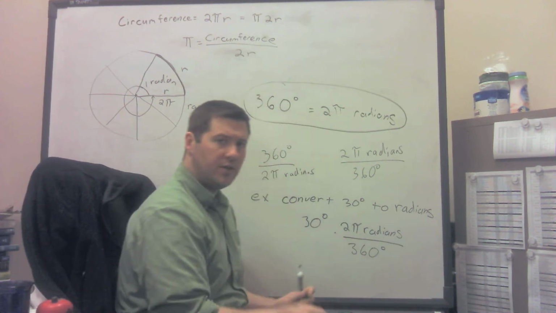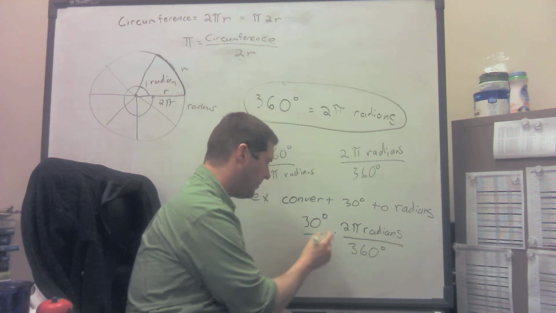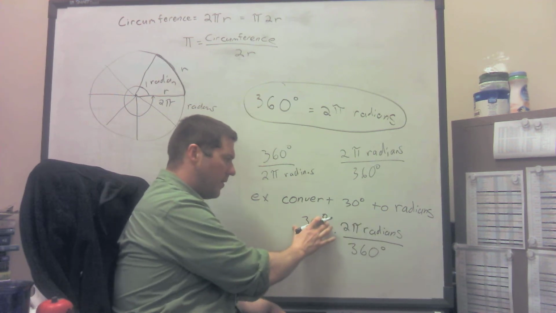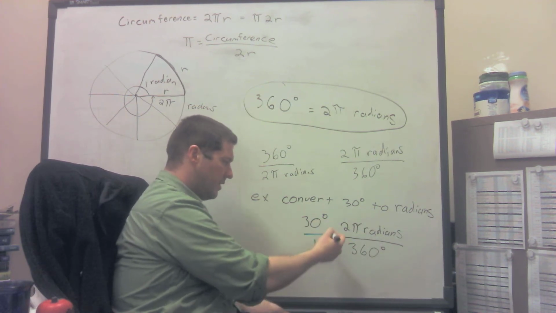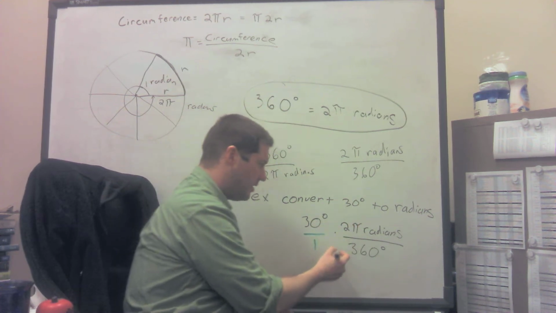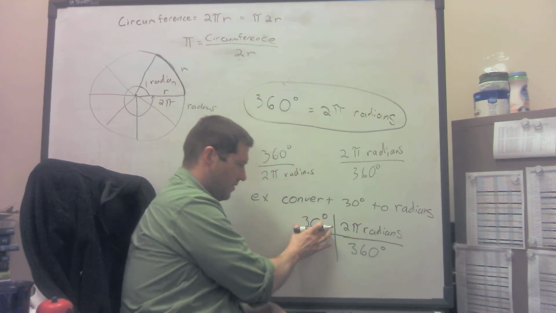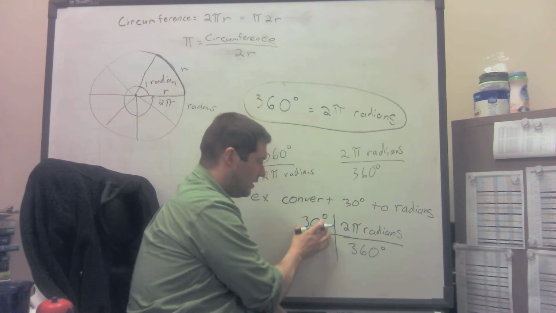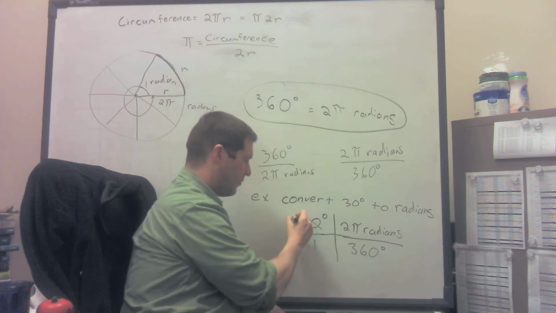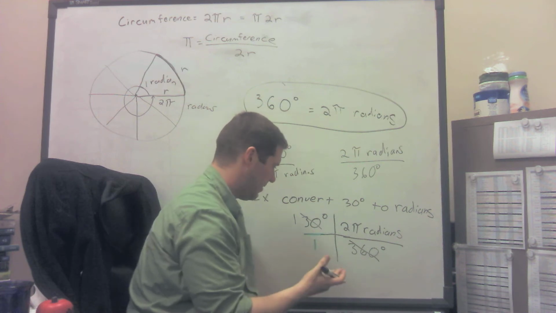If it helps you to do this, remember you can always write a number like 30 degrees as being divided by 1. So I've got 30 degrees and 2 pi radians in the numerator. In my denominator, I've got 360 degrees. So rather than multiplying 30 times 2 pi, I'm going to simplify this 30 and this 360. I can cancel 30 out of both of those. I'm left with 1 degree.